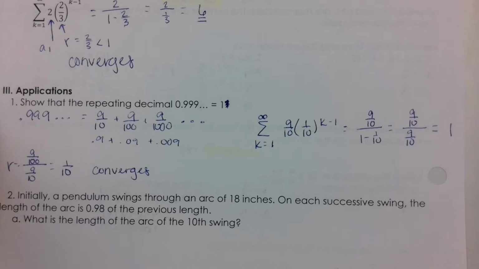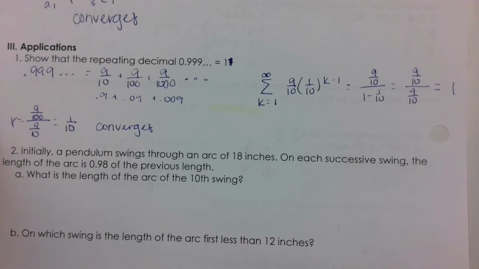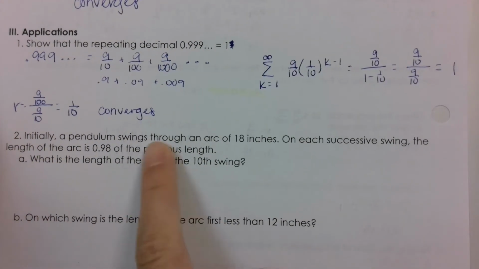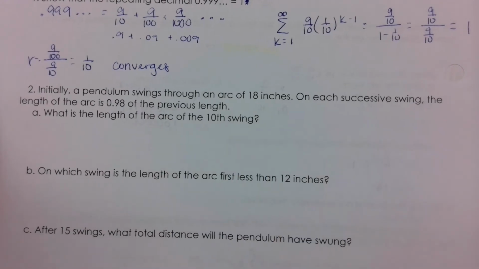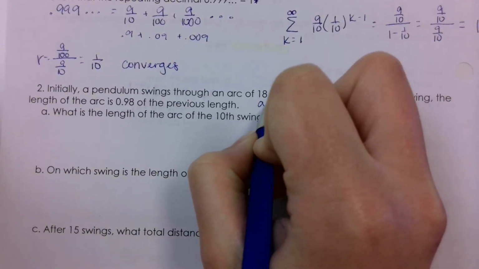So the second application that we have is talking about a pendulum. Do we know what a pendulum is? Kind of like your grandfather clock, where it's got that arm that swings back and forth. So that's what it's talking about. Initially a pendulum swings through an arc of 18 inches. So that's like your a sub 1, right? So I'm going to go ahead and label that.